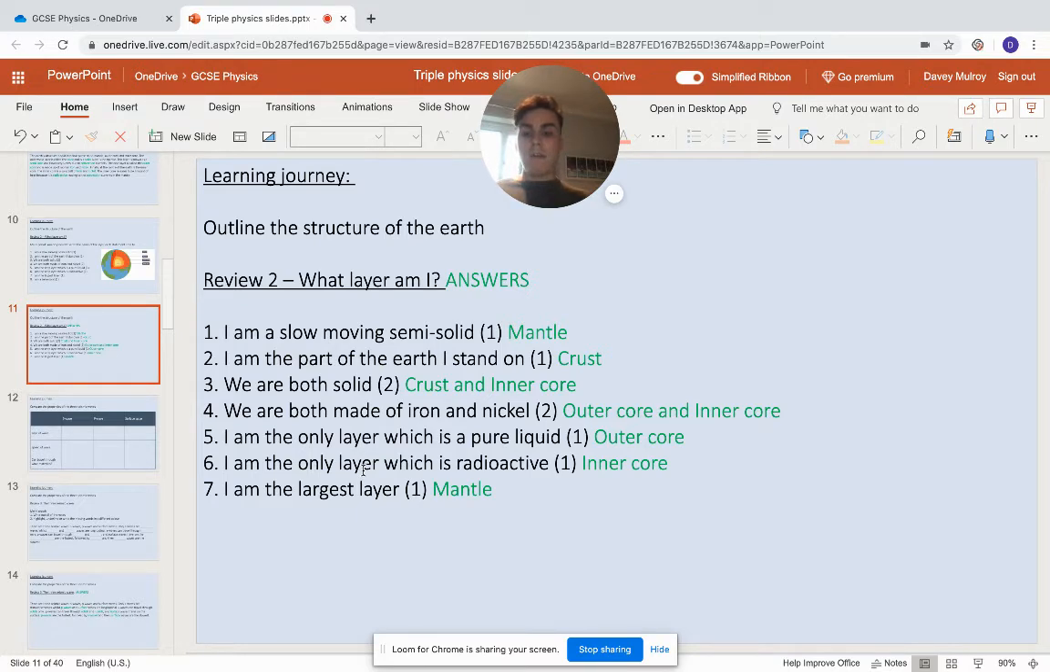Question 5, I am the only layer which is a pure liquid. That's the outer core. Question 6, I'm the only layer which is radioactive. That's the inner core. And finally, I am the largest layer, and that is the mantle. Now we're 2/3 of the way through our journey. If you need to pause this quickly now to mark your answers or get the correct ones in, you can do so now.